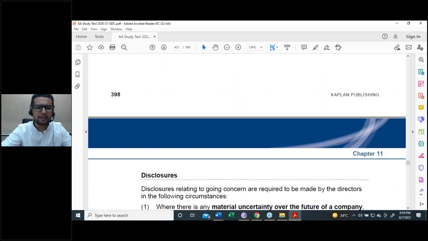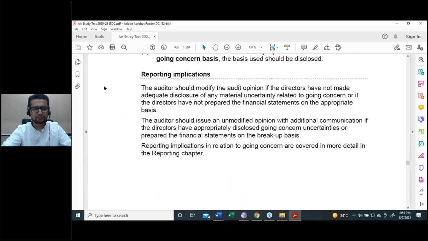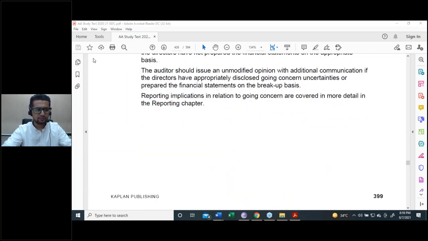Is this clear, the going concern? Yes, the written representation regarding the going concern is important.